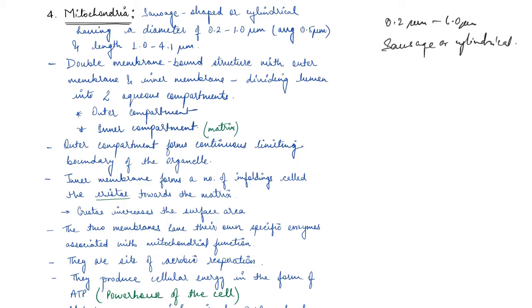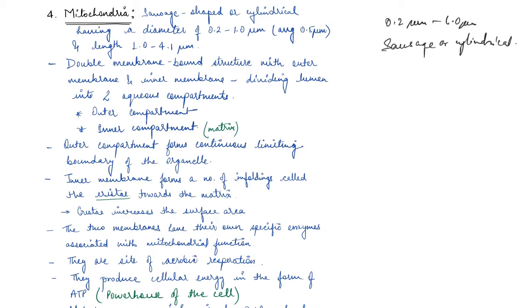The inner membrane forms infoldings, which are known as cristae, and these are towards the matrix. Now, what does cristae do? It increases the surface area. The two membranes have their own specific enzymes which are associated with the mitochondrial function.